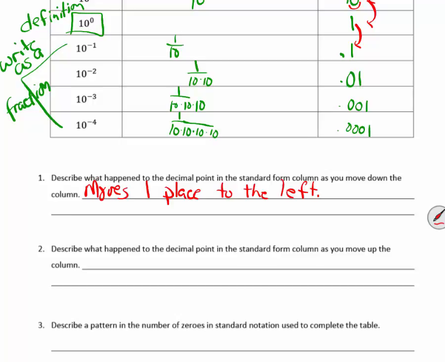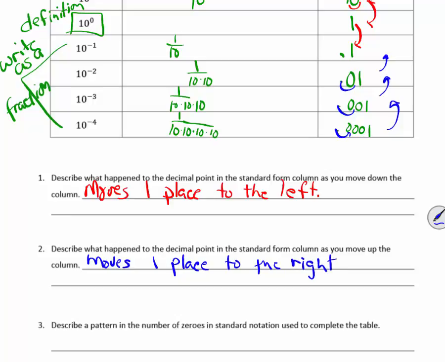All right, describe what happened to the decimal point in the standard form column as you move up. Well, if I'm going the other way, to go from here to here, now we're going to the right. And to go from here to here, we're going to the right. And from here to here, we're going to the right. So the decimal moves 1 place to the right.